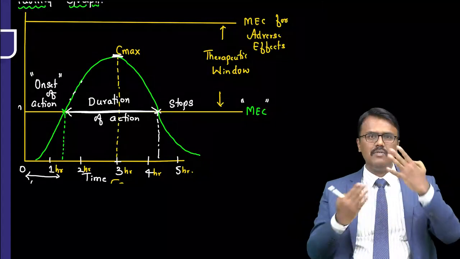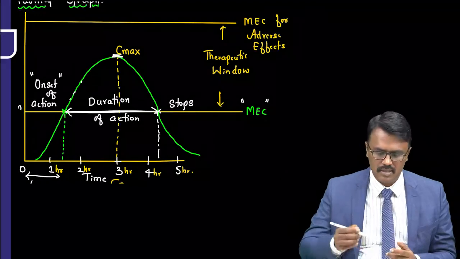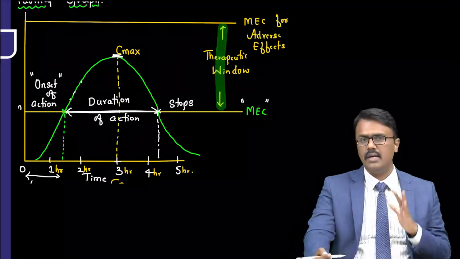If you give less than this, it will not work. If you go more than that, the drug will cause toxicity. So that's the reason why the drug has to be given within this, and that is called therapeutic window. Correct.